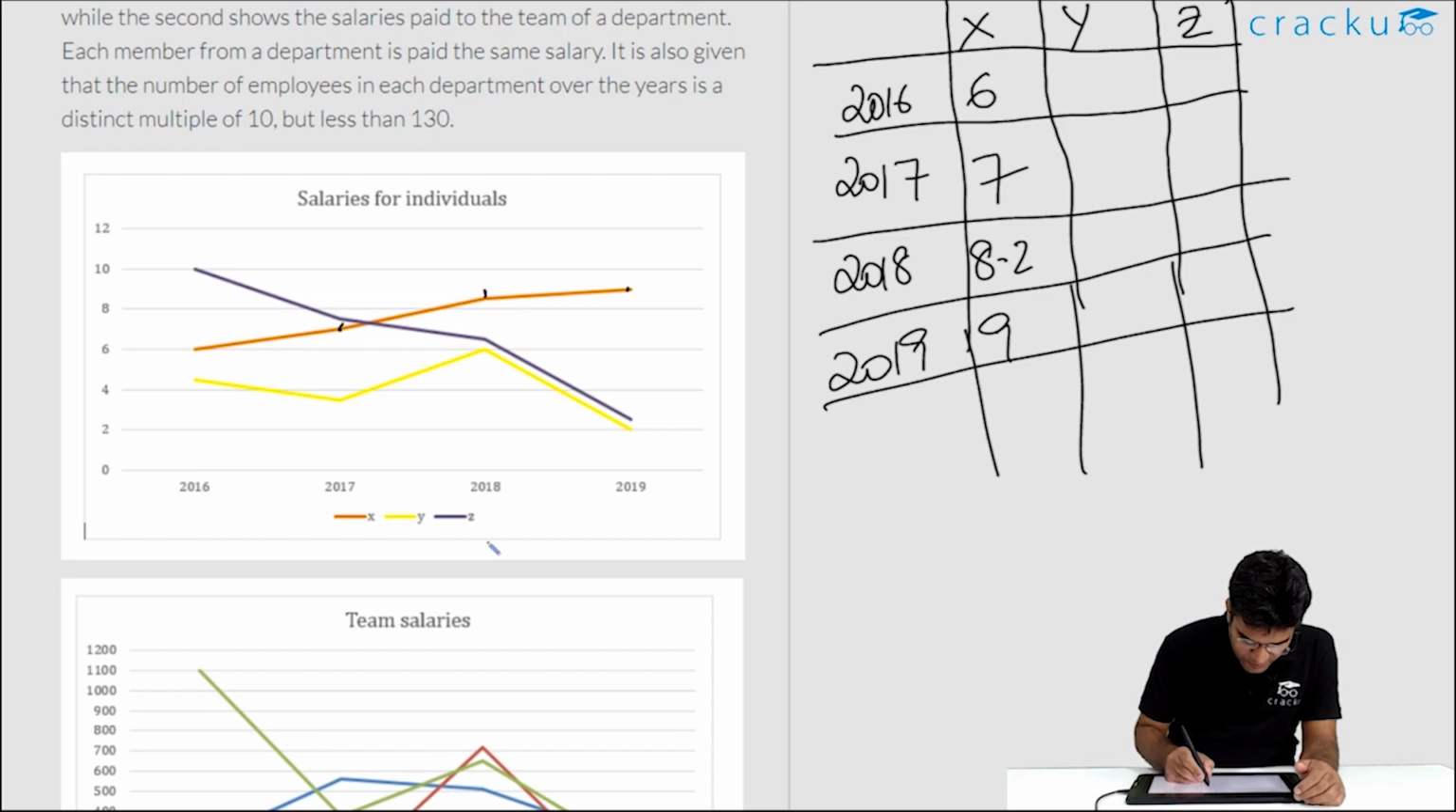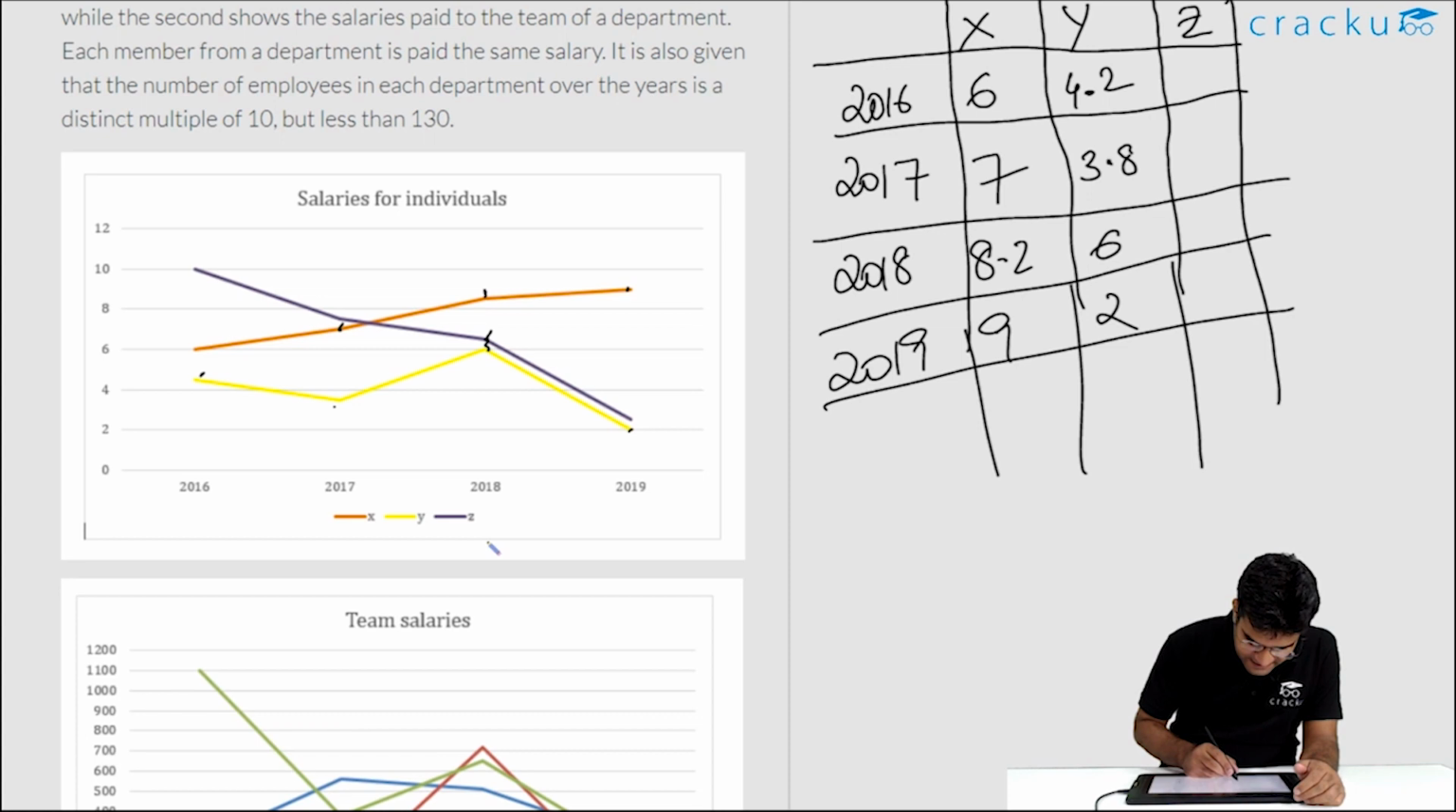Now if you are looking at Y, it will initially start here, so I think it is close to say 4.2. Then Y is here, so that is say around 3.8. 2017. 2018, it is over here, so this is say 6. In 2019, it is 2.